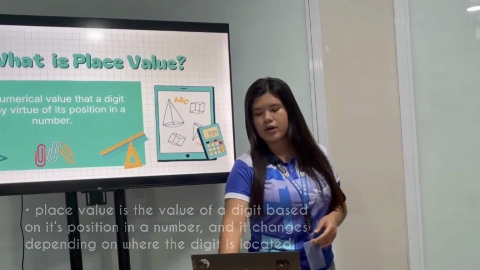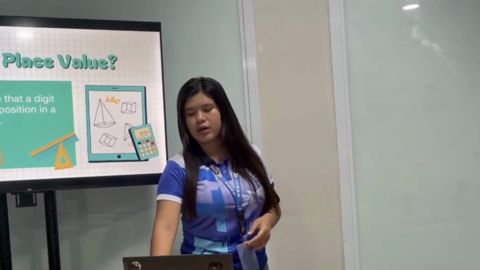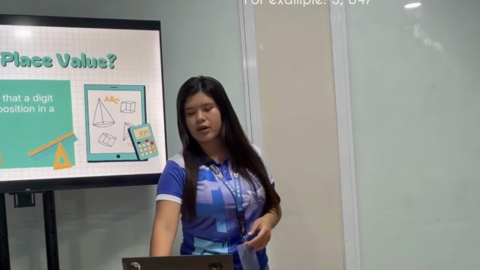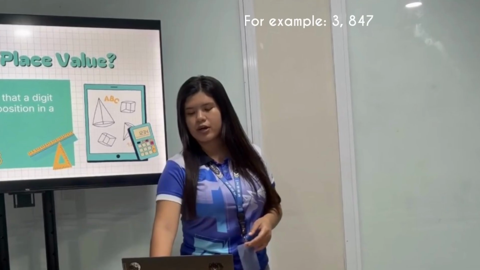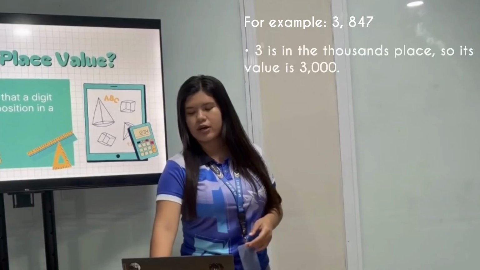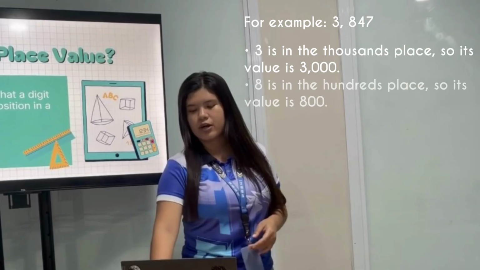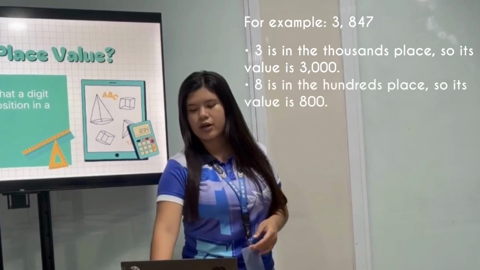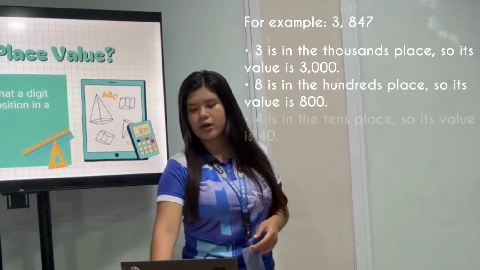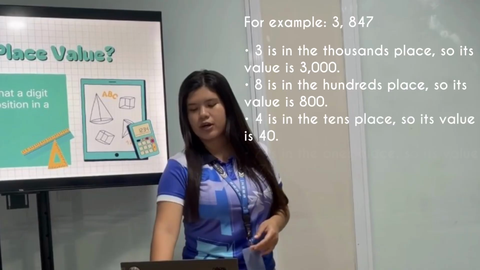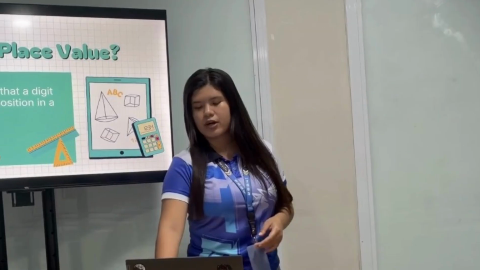For you to understand more about place value, let's take for example 3,847. The 3 is in the thousands place, so its value is 3,000. 8 is in the hundreds place, so its value is 800. 4 is in the tens place, so its value is 40. 7 is in the ones place, so its value is 7.